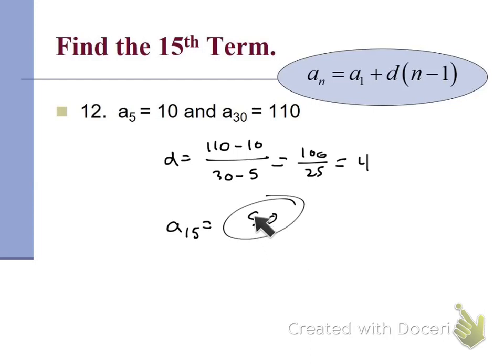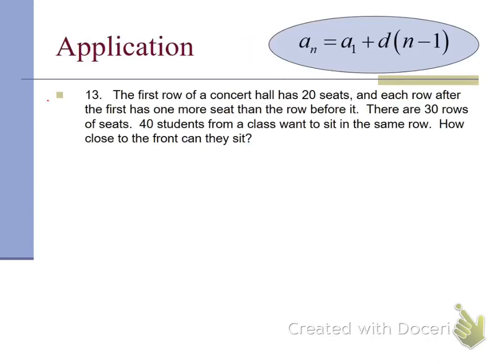Now, if you're not comfortable with that, you know your difference is 4. You know the 5th term is 10. You could go back and find the first term and then find the 15th term by taking the first term plus the difference and just work through the process. Okay? Did I confuse you more? You'll be coming to see me. It's okay. All right. Let's apply it.